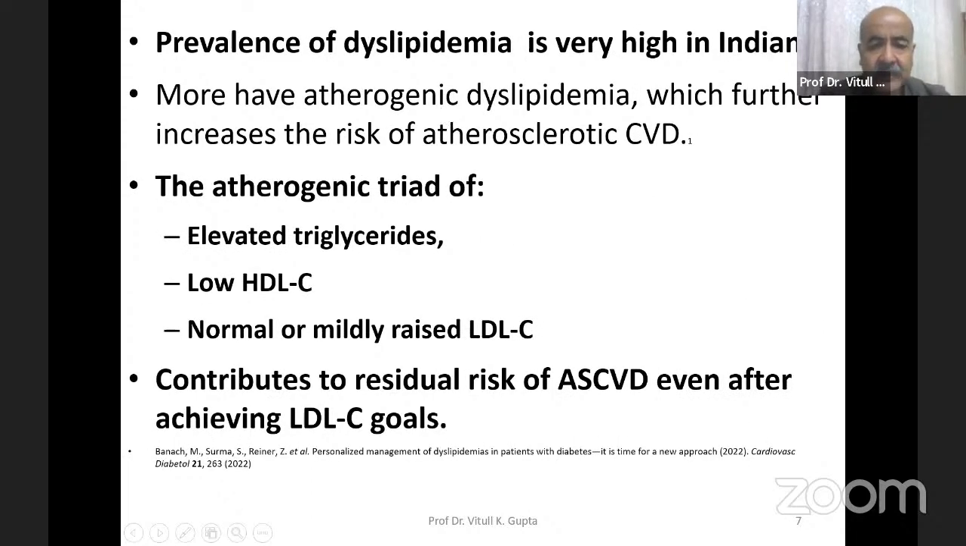The prevalence of dyslipidemia is very high in Indians, and most have atherogenic dyslipidemia, which further increases the risk of atherosclerotic cardiovascular disease. That atherogenic triad consists of elevated triglycerides, low HDL-C, and normal or mildly raised LDL-C, and it contributes to residual risk of atherosclerotic cardiovascular disease even after achieving the LDL-C goals. So that is why we need to address the dyslipidemia as a whole, including elevated triglycerides and normal or elevated LDL-C. We cannot do much about low HDL-C.